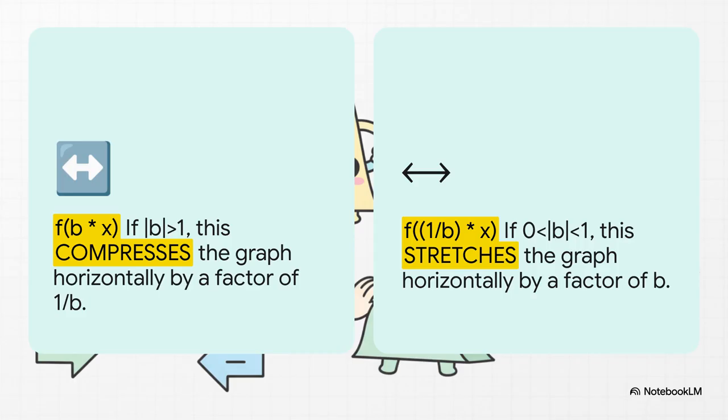If you multiply x by a number b that's bigger than 1, like f of 2x, it doesn't stretch the graph horizontally. It compresses it. It squishes it by a factor of 1 over b. So multiplying by 2 actually squishes it by half. And yeah, multiplying by a fraction stretches it out. It's a reciprocal effect. And a negative b will flip it sideways across the y-axis.